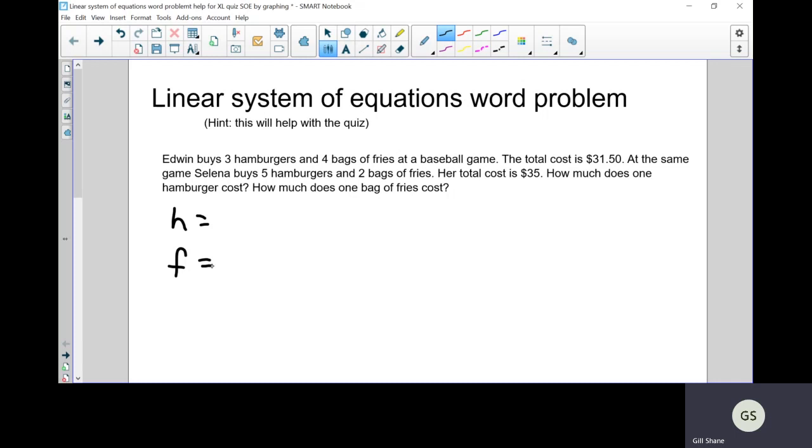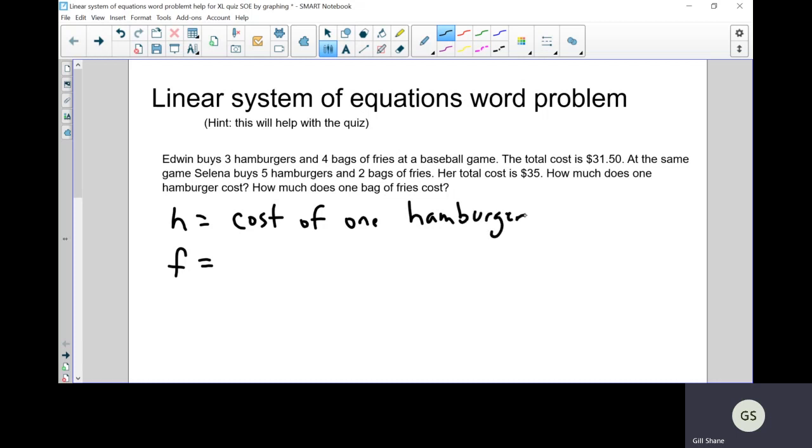Well, we already know what the quantity of hamburgers and the quantity of fries is. So if we already know how many, that can't be the variable. So the variable would probably be how much do they cost? And sure enough, if we look at the question, it says how much does 1 hamburger cost? How much does 1 bag of fries cost? So H is going to be the cost of 1 hamburger, and then F would be the cost of 1 bag of fries.